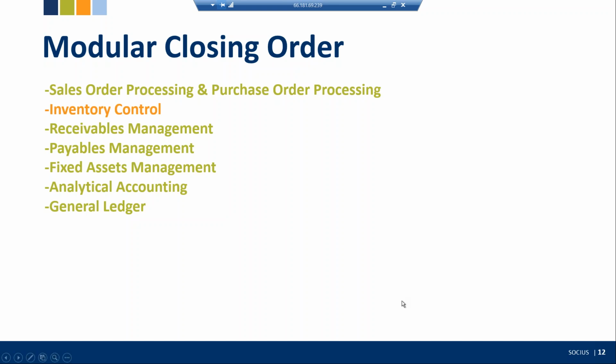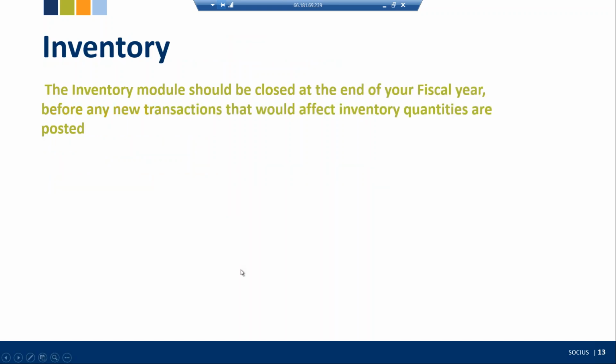Okay, so then we're going to go ahead and move on to talk about inventory. Inventory is a module that should be closed at the end of your fiscal year, and you should close it before any transactions that would affect inventory quantities are posted. Now, sometimes that's difficult, but it is something that you should certainly try to get done. And oftentimes, this is really not a year-end process that is very time-consuming, so it may be something that you'll have the capability of fitting in even when you're busy.